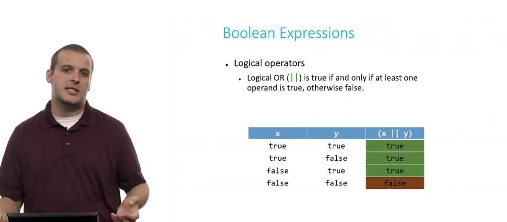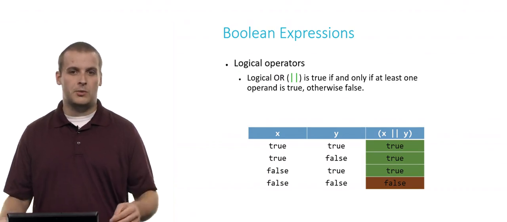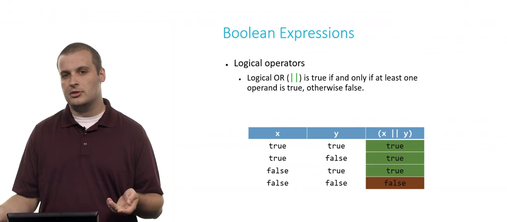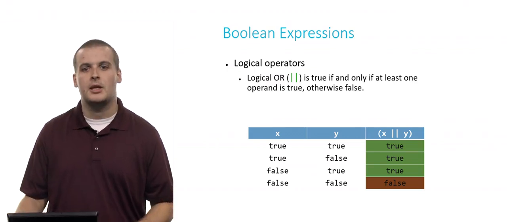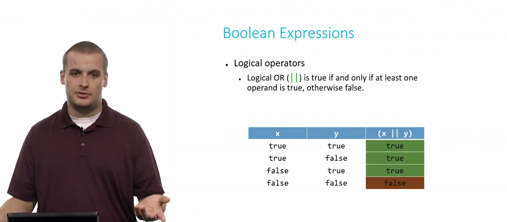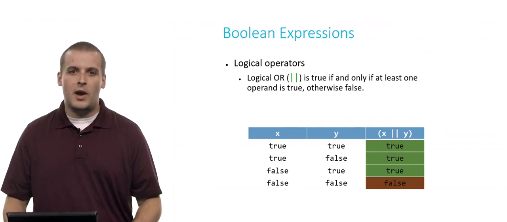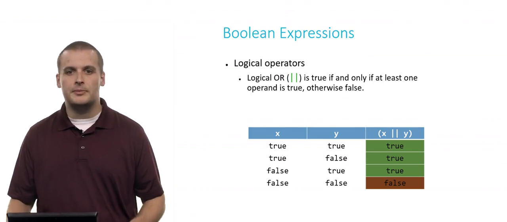So again, we find ourselves in a situation where we're going through our code and we've reached a fork in the road. And we want to go down a particular path if x is true or if y is true. But not necessarily if both are true, but possibly if both are true. So if x is true and y is true, we'll go down that path. One of them is true, right? If x is true and y is false, one of them is still true. So x or y is still true.